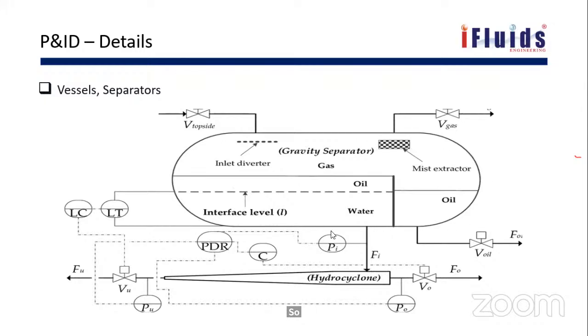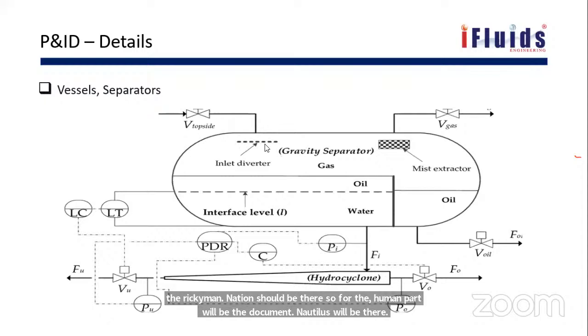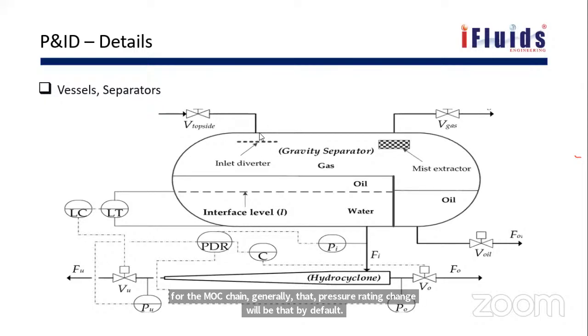Wherever that is, only that equipment part will be there. Equipment nozzles will be there. So for the MOC change, generally the pressure rating change will be there by default. So those things we need to capture in the P&ID. Okay, sir.